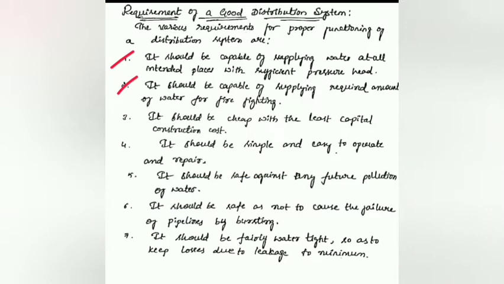Next point we are considering is it should be cheap, with the least capital construction cost. Economy is another factor, but generally a distribution system will be laid out for a minimum of 20 to 30 years, considered as its design period. Hence, material usage should be good. Apart from that, it should be cheap during construction also.